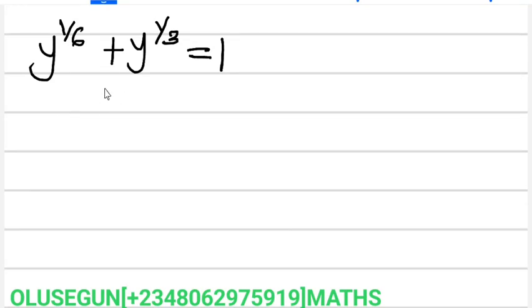Let's solve this question. y⁻⁶ plus y⁻⁴ is equal to 1.